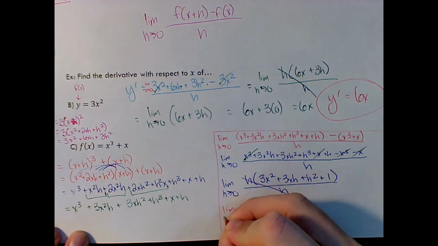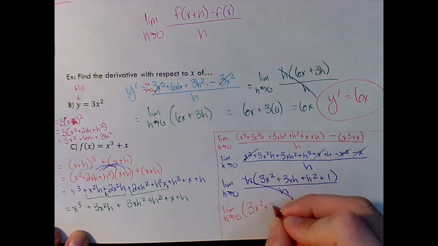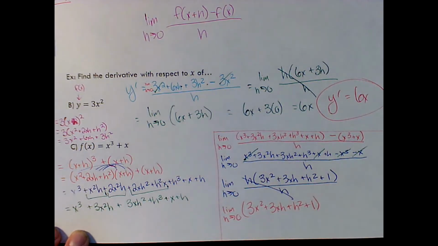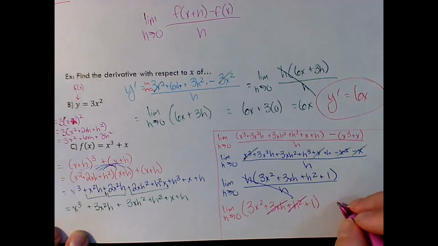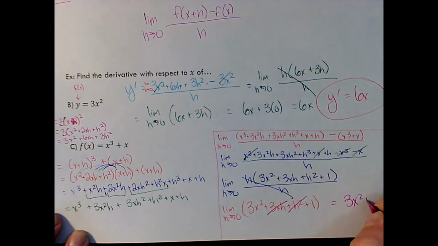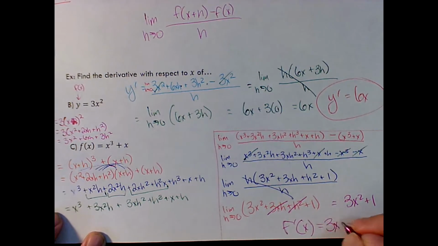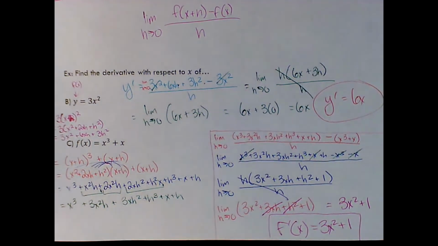The limit as h approaches 0 of 3x squared plus 3xh plus h squared plus 1 is going to force these guys to go away because they become 0. And so I am left with 3x squared plus 1. So in the end, f prime of x is 3x squared plus 1. Don't plug in anything for x. You don't need to.